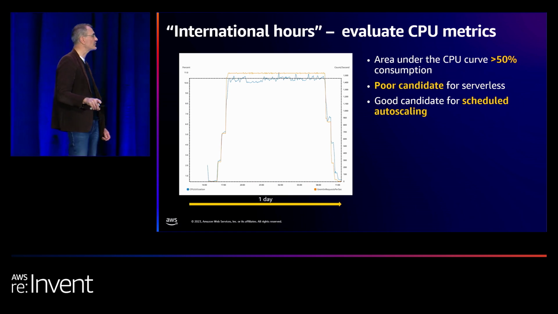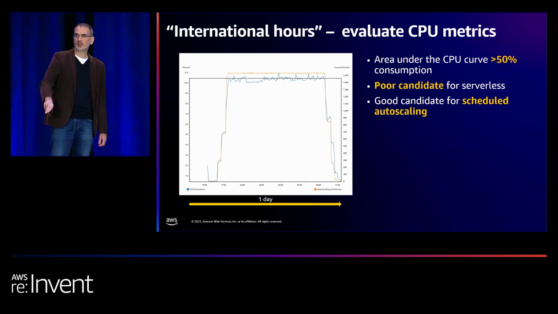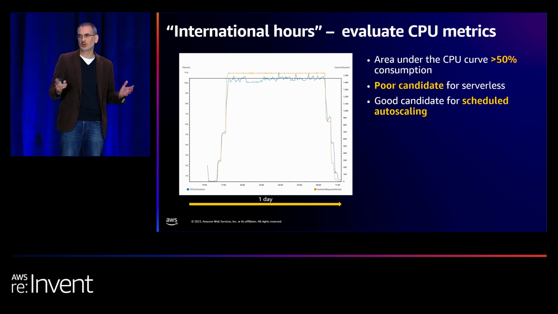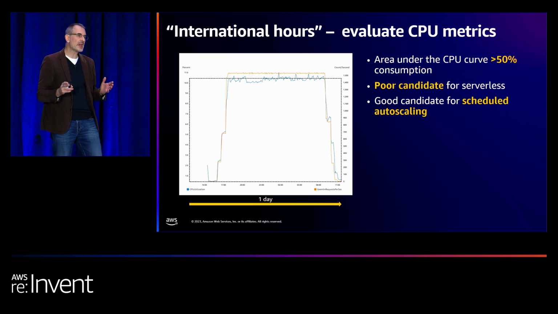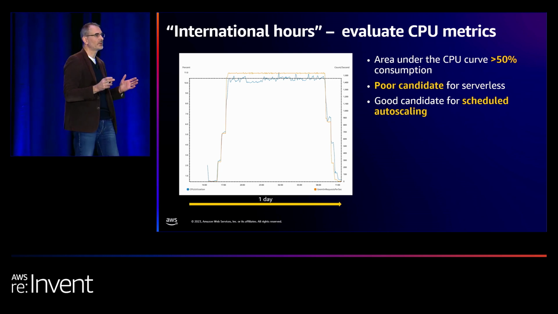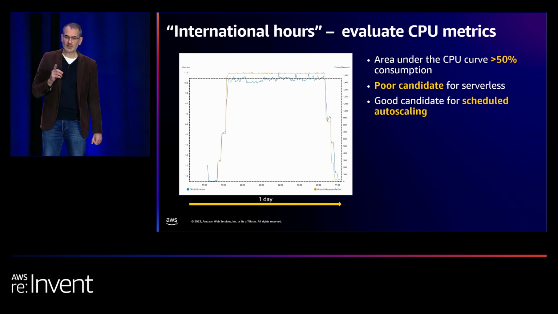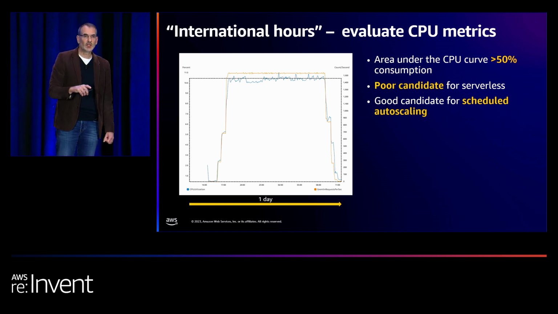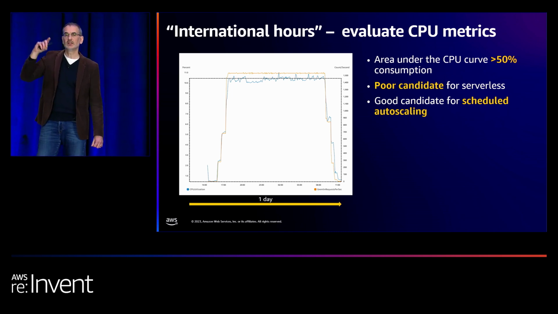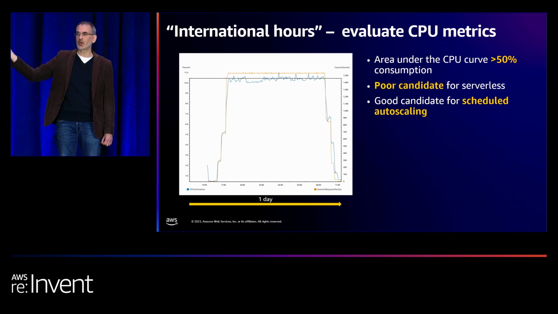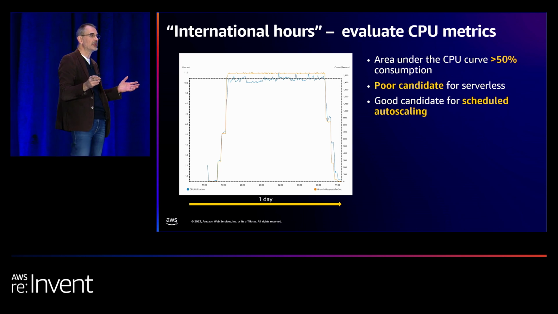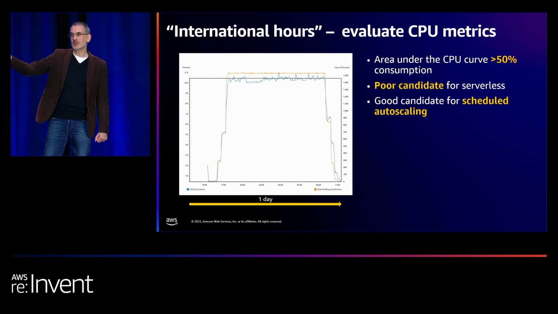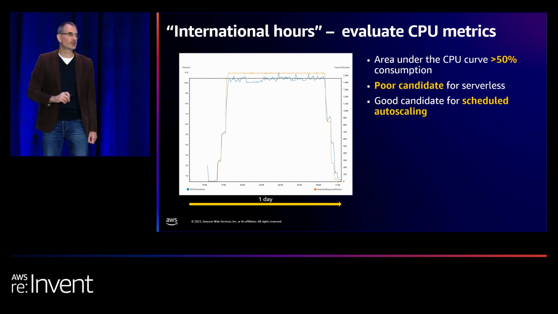The second one's that international hours workload. And as soon as I look at that utilization curve, I can see that it's way more than 50% of the total potential consumption. So right from the outset, I don't think this is a good candidate for serverless. I do think this is a good candidate for that scheduled auto-scaling. So if this is the kind of workload that at 5, 6 in the morning begins to peak, and then drops off after 18 hours or so, and it does that repeatedly every day or 5 days a week, it's very easy to schedule the addition of read replicas and then to have those read replicas removed once that workload tails off.